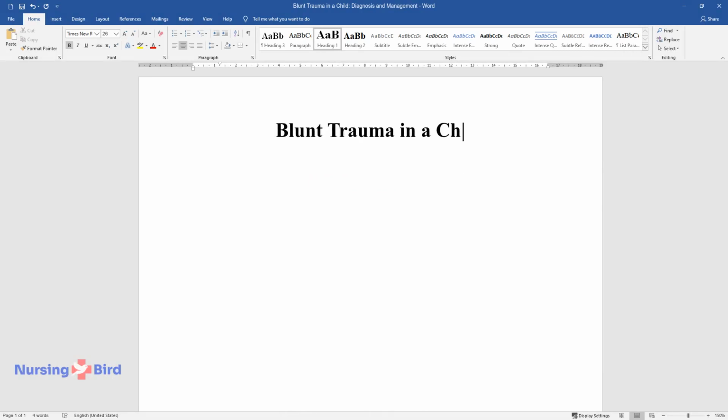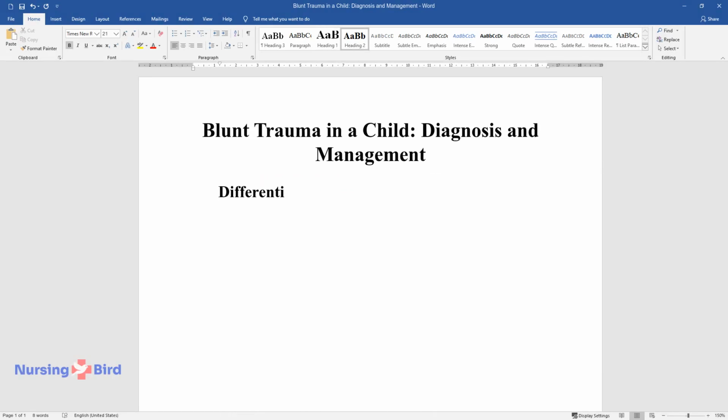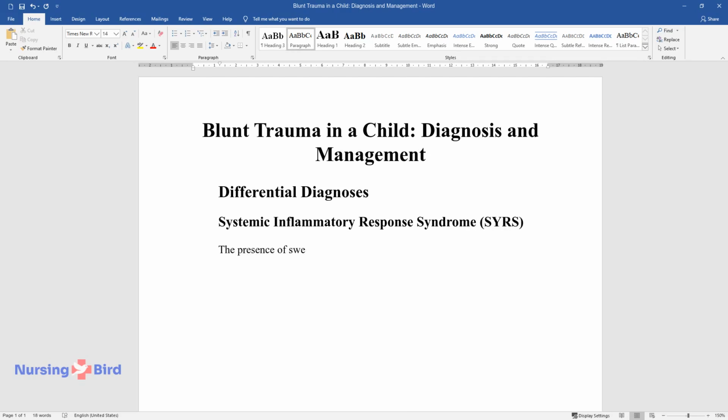Blunt trauma in a child, diagnosis and management. Differential diagnoses. Systemic inflammatory response syndrome, SIRS. The presence of swelling, heat and pain, or tumor, calor, and dolor, implies that the child may suffer from SIRS.